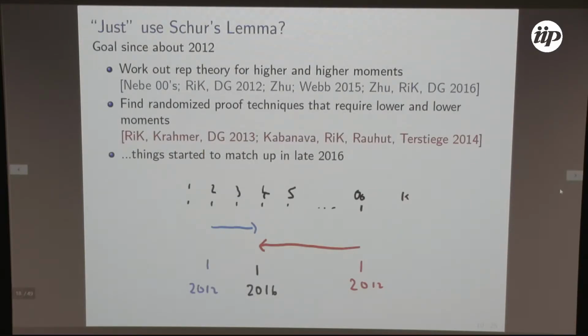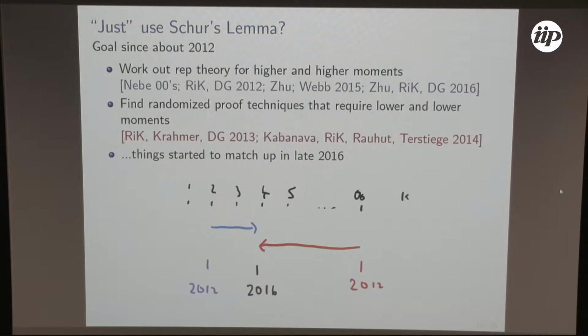Well, this all is nice on one slide, but just "use Schur's lemma" is quite tough advice, because we've tried to do that actually since 2012. I mean, the Clifford group is not necessarily an easy group, and we worked on a dual approach. On one side, we tried to work out the representation theory for higher and higher moments of the Clifford group. When we started in 2012, it was known that the Clifford group exactly reproduces the moments of the Haar measure for second moments. Beyond that, nothing was known.